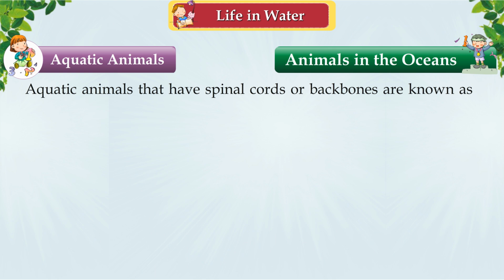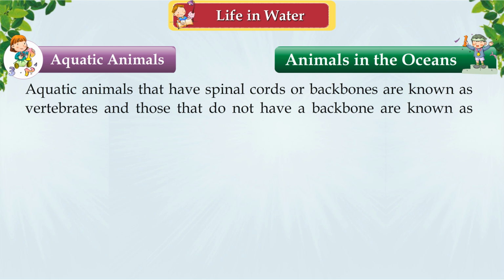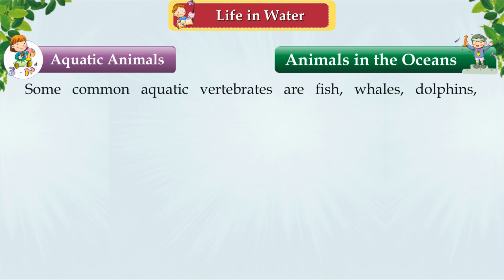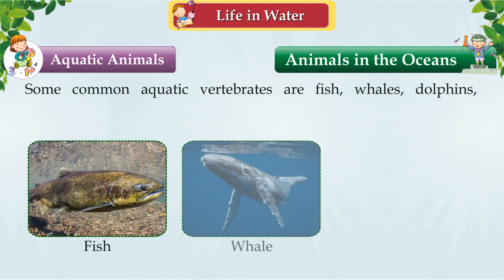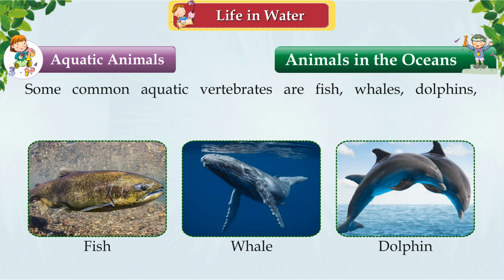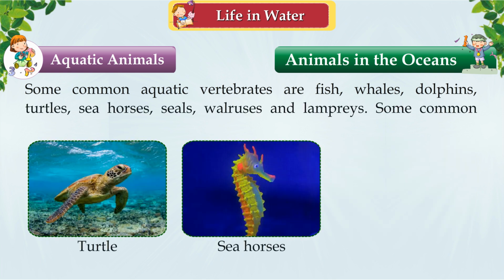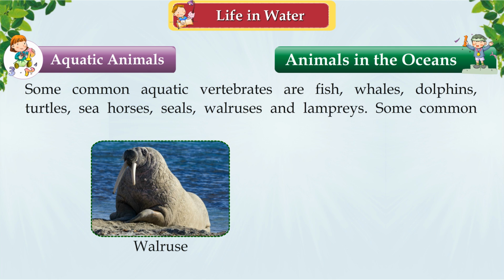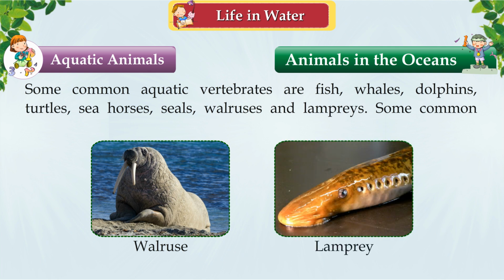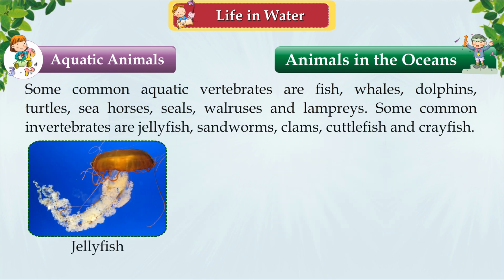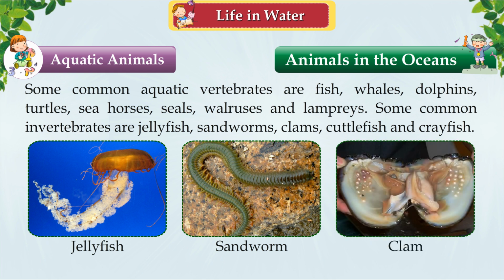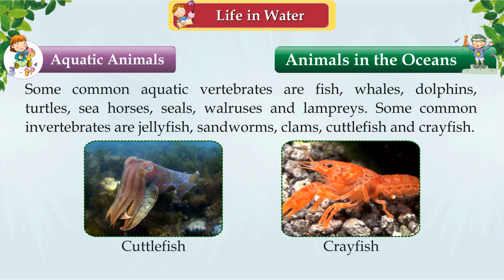Aquatic animals that have spinal cords or backbones are known as vertebrates, and those that do not have a backbone are known as invertebrates. Some common aquatic vertebrates are fish, whales, dolphins, turtles, seahorses, seals, walruses, and lampreys. Some common invertebrates are jellyfish, sandworms, clams, cuttlefish, and crayfish.